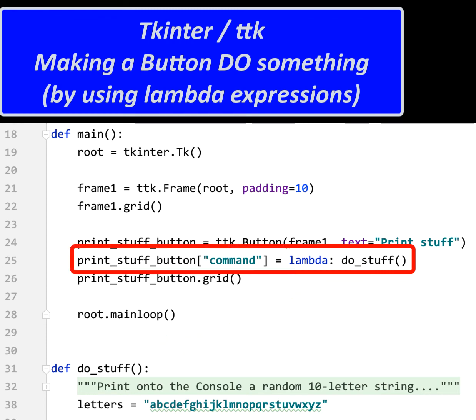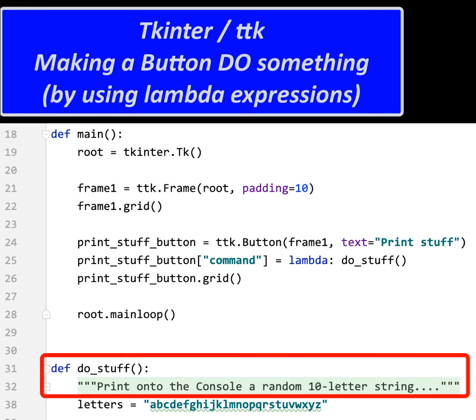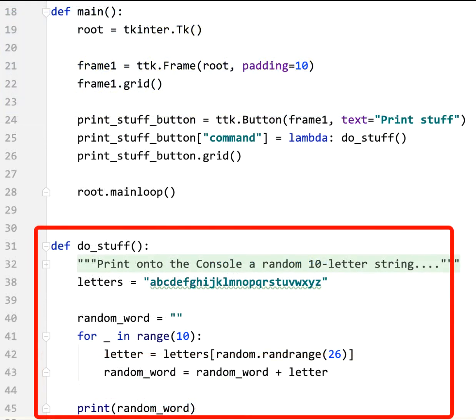So line 25 says, when the button is pressed, that's the left-hand side, to execute the function defined on the right-hand side, namely the function with no name, that's the lambda, whose body is do stuff, call do stuff. So when the button is pressed, the function that's defined to call do stuff runs, so do stuff runs, and do stuff happens to print onto the console a random 10-letter string. You can read the code there and see that that's what it does.